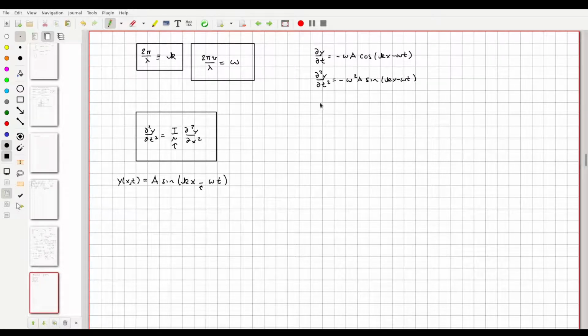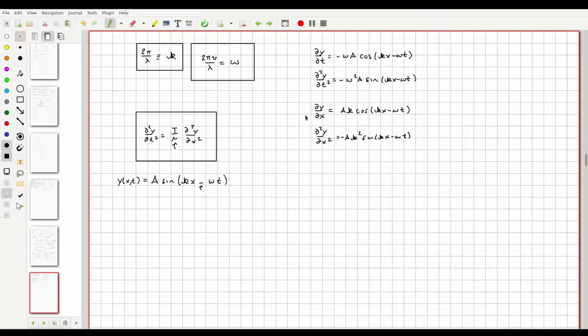Now let's do the position derivatives. dy with respect to x: there's a k sitting out in front, the derivative of sine is cosine, and there are no negatives or anything like that. So this is just a times k times cosine of kx minus omega t. Then I take another derivative with respect to x. The derivative of cosine is minus sine, so we get a k squared sine of kx minus omega t, with a minus sign out in front.